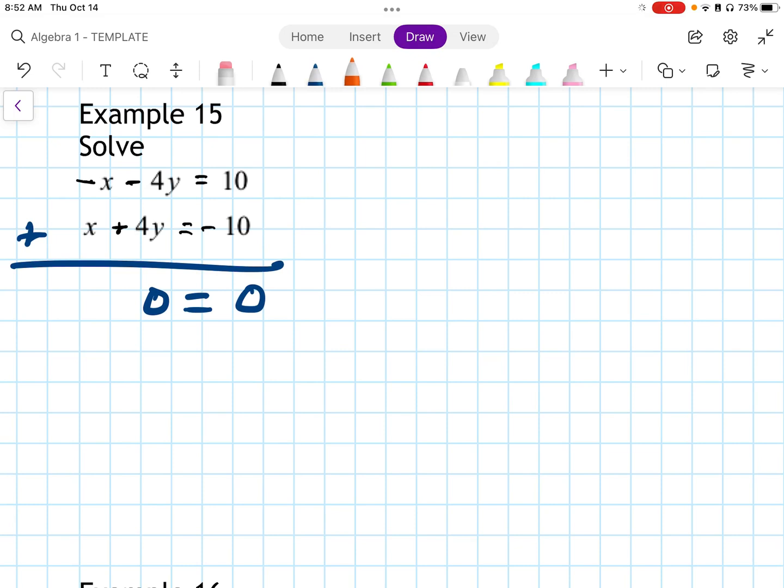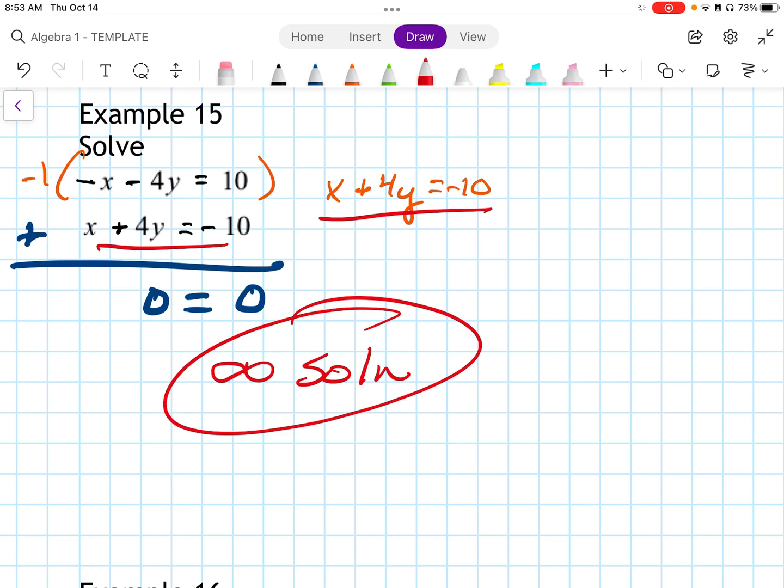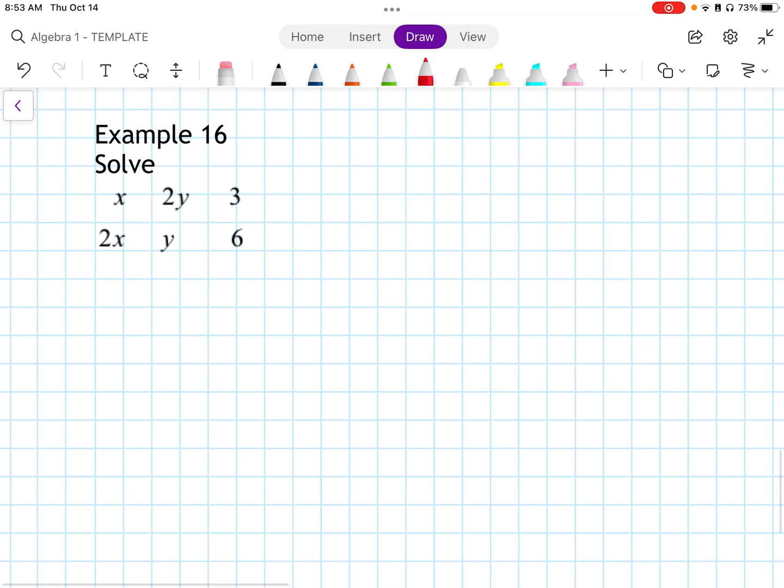Let's look back up at them and see if they're actually the same line. If I were to take this top piece and multiply by -1, I get x plus 4y equals -10, which is exactly the same thing as what this other one's listed, right? They're opposites of each other, or they multiply by -1. So this one, again, is infinite solution because they're the exact same line. Example 16. This one is -x plus 2y equals 3, and 2x plus y equals -6.